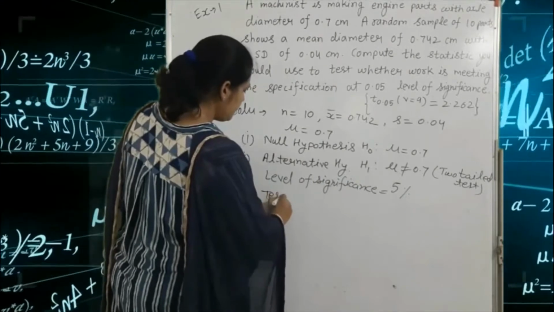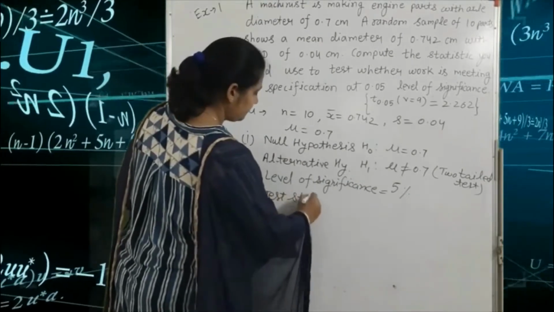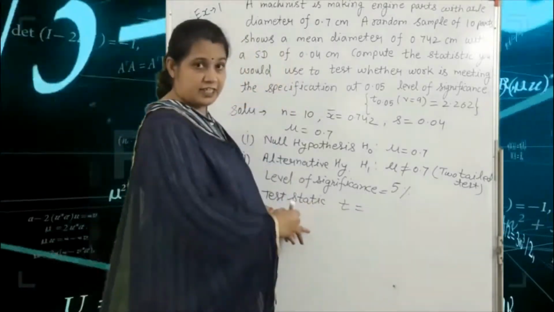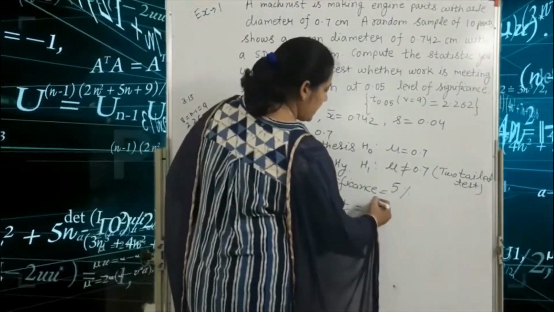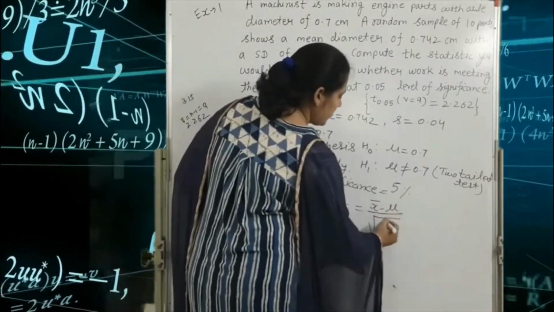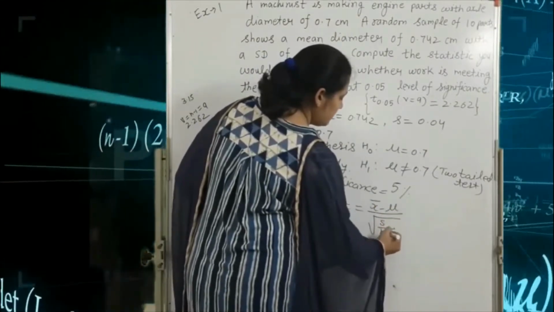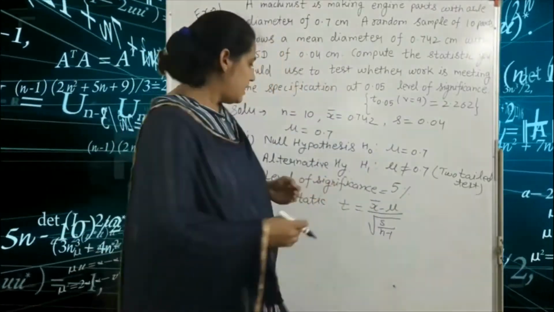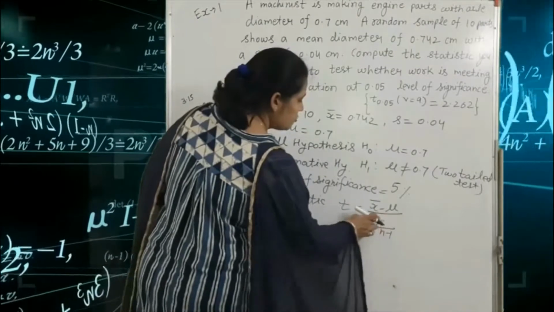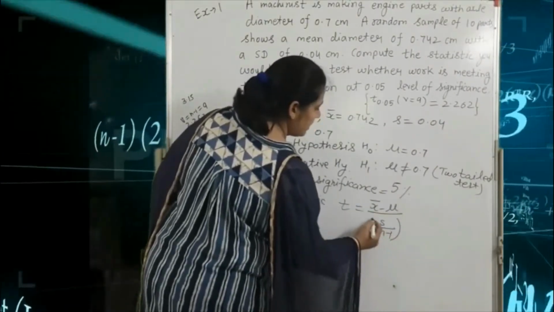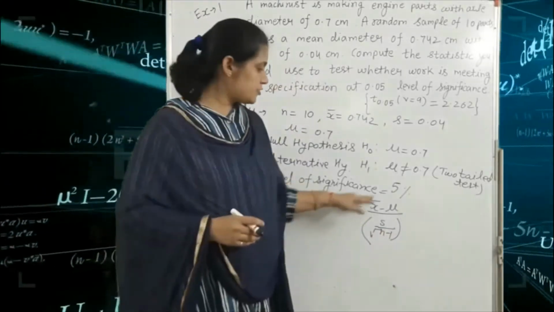Fourth one is test statistic. So for the test statistic we write the formula of T. T is equal to x bar minus mu divided by s upon root n minus 1. Okay, so this is the formula, s upon root n minus 1. First we put in all the values.